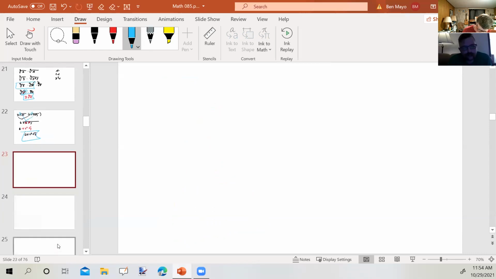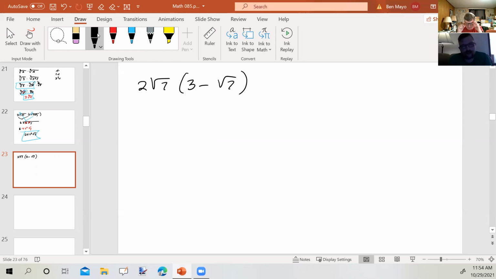Okay. It says multiply and simplify. All variables represent positive real numbers. So same thing as before, but now we're going to be distributing. So we've got 2 square roots of 7 times the quantity 3 minus the square root of 7. So I'm going to distribute this and that.